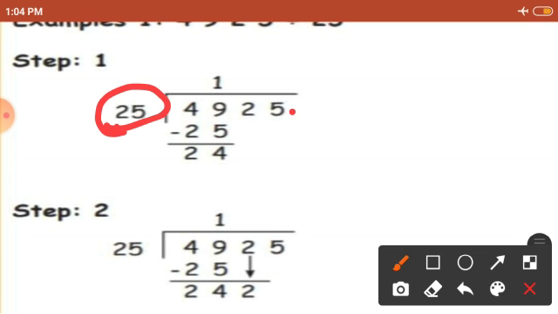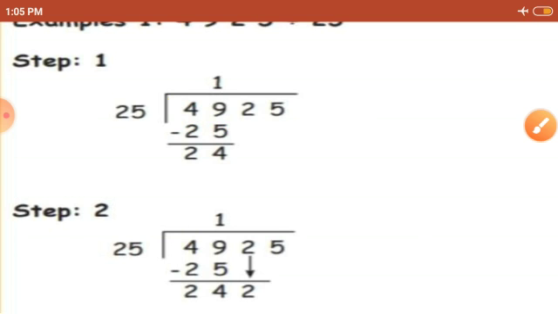It has 2 digits. If this happens, you have to take the first 2 digits of the dividend. If it is a single digit, you can take the first digit only. But here it is 2 digits, so first you have to take the first 2 digits of the dividend. That is 49. So now divide this number by 25. First you have to see how many 25s are in 49. Only one 25 is in 49.